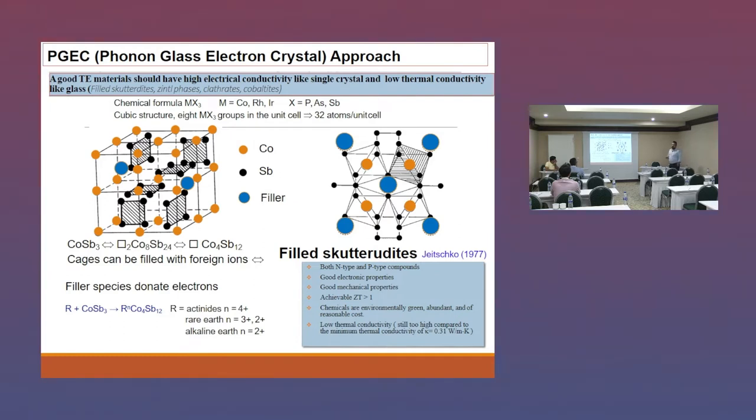One of the most studied thermoelectric material groups, they can be produced for N-type and P-type also. They have very good electronic properties, good mechanical properties, and ZT over 1 is mostly achievable for these materials. Chemically environmentally friendly, low thermal conductivity is one of the other properties of these materials.